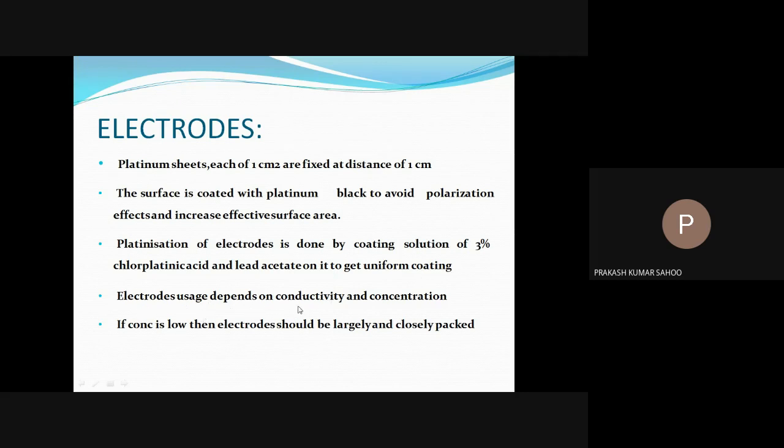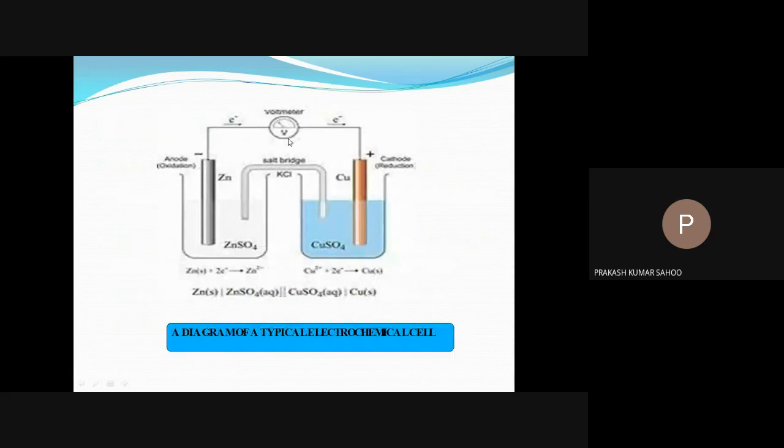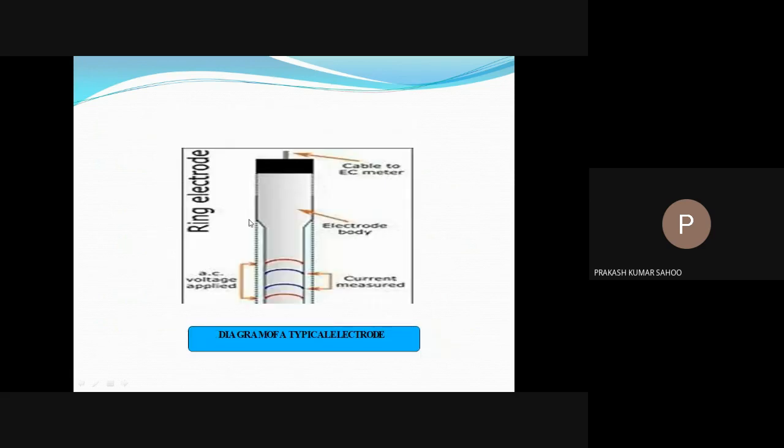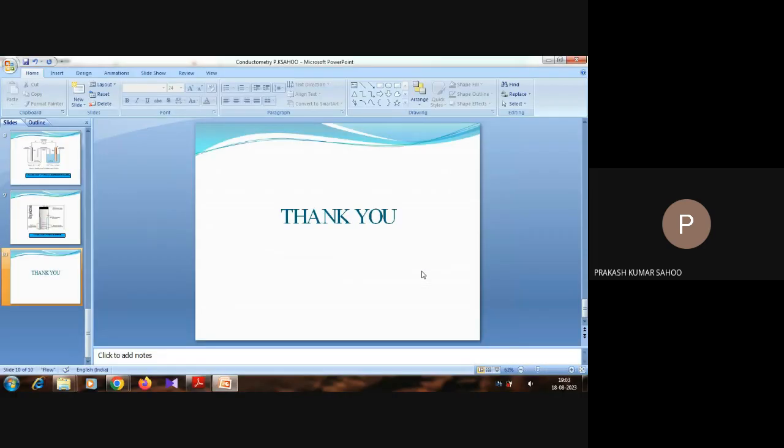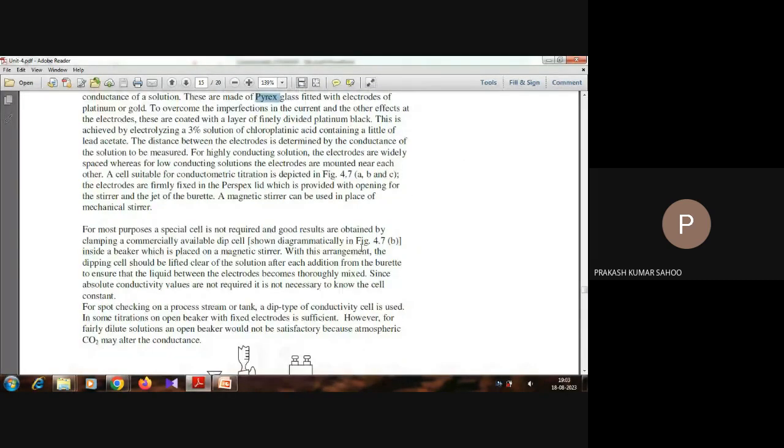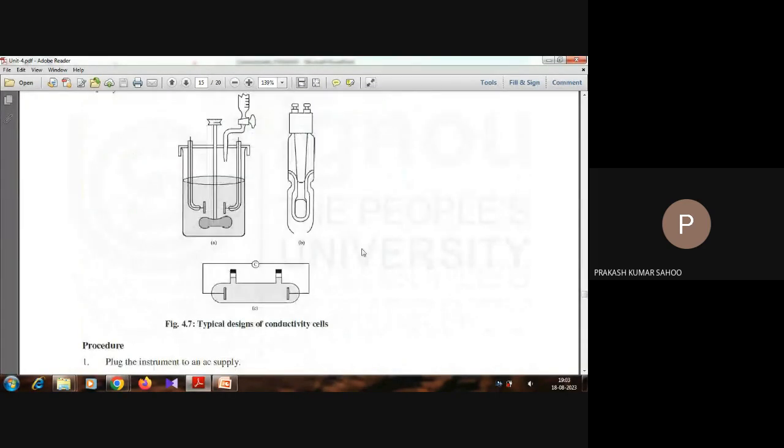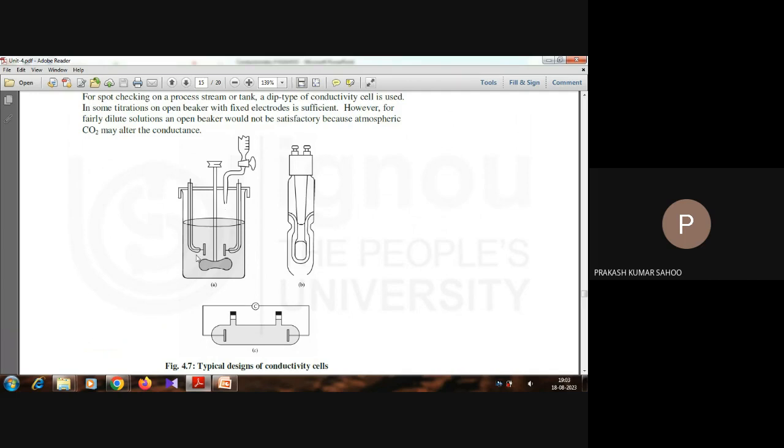Electrode use depends on conductivity and concentration. If concentration is low, then the electrodes should be large and closely packed. Then this is a diagram of an electrolytic cell. This is a typical design of a conductivity cell. It mainly has two platinum electrodes, and we have a stirrer here. This is a magnetic stirrer, or a manual stirrer. The solution should be stirred.